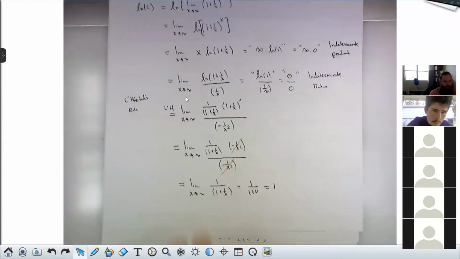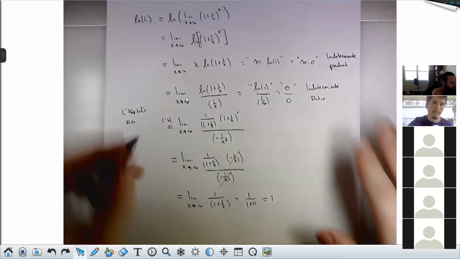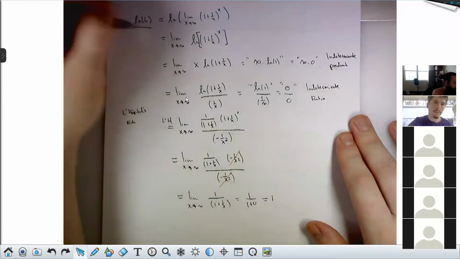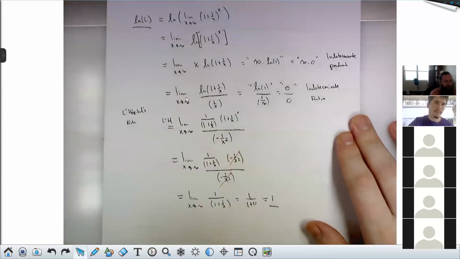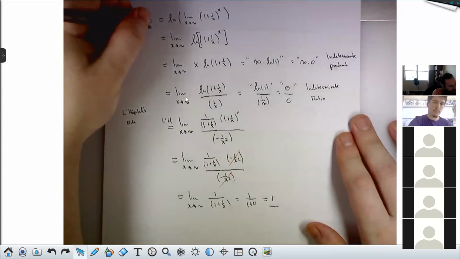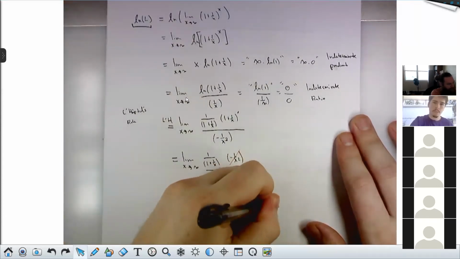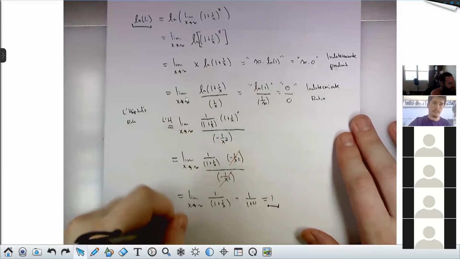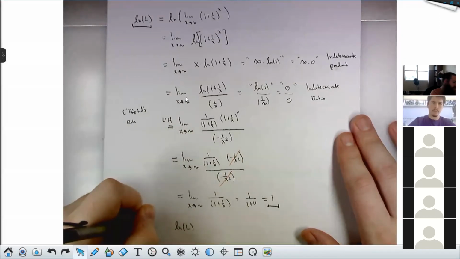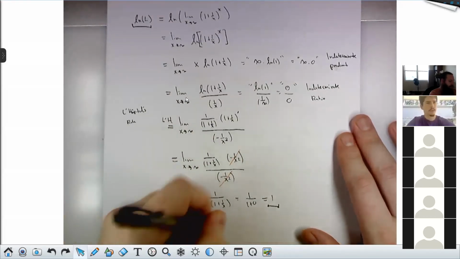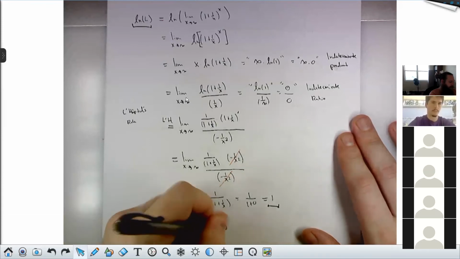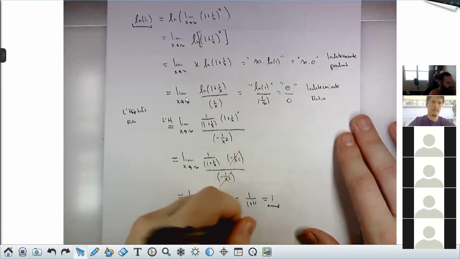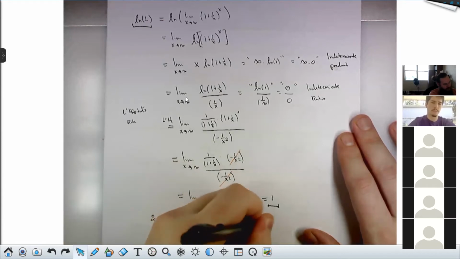So what we've just shown here is that the natural log of L is equal to 1. If the natural log of L is equal to 1, that's the same thing as saying L itself is e to the 1, or e.